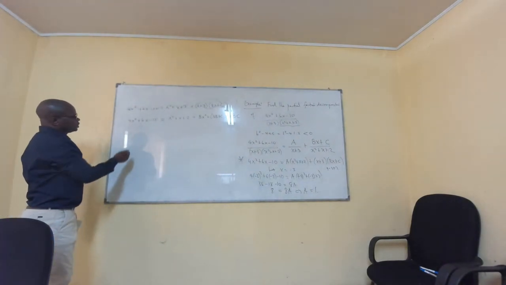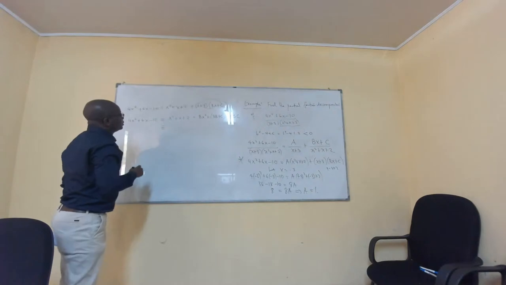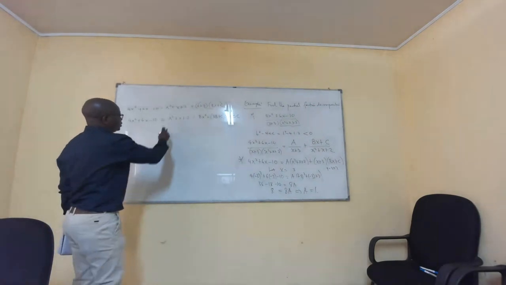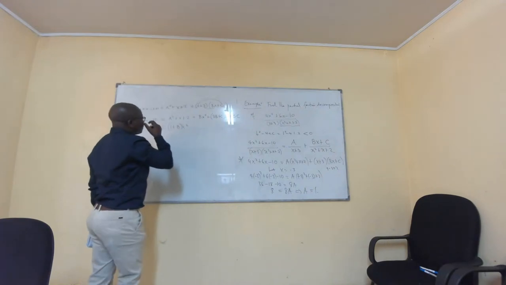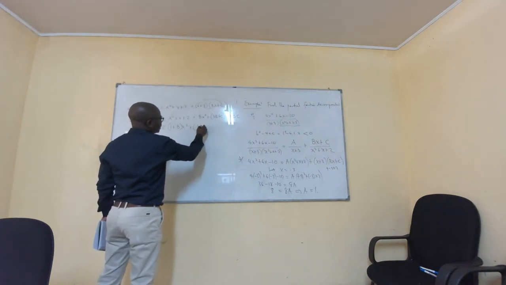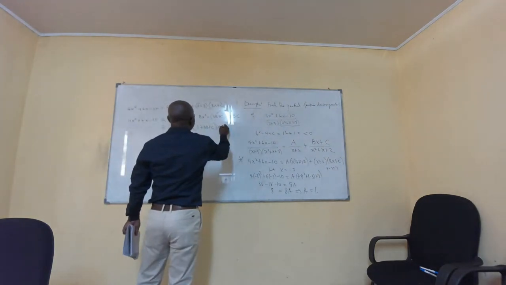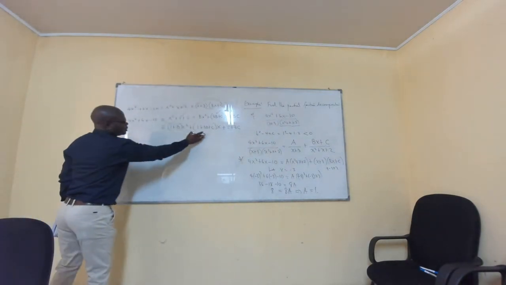So comparing coefficients, we can compare it to be 1 plus b, x squared, and then the terms with x, there's this one and that one. If you put them together, it will be 1 plus 3b plus c, then x, and then the constants without any x, we have 2 plus 3c, right? So you are saying this is equal to that.